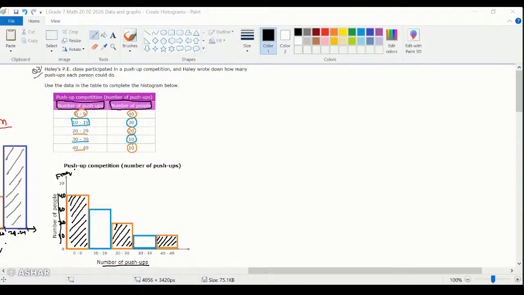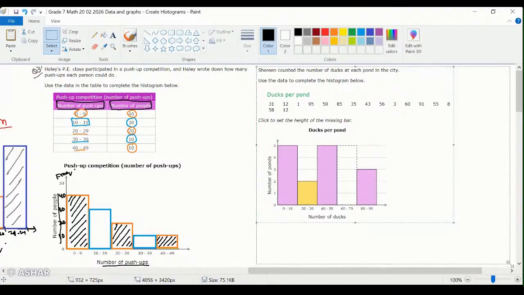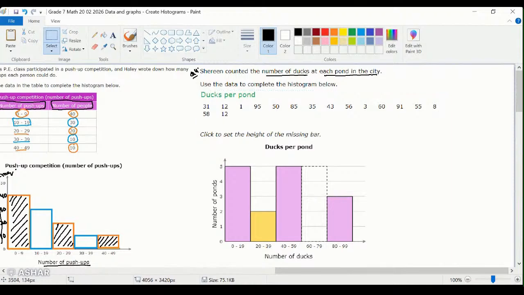Good. So for the next question, some information has been provided to us. What we need to do is complete the histogram. Question number 4. It says Sheen counted the number of ducks at each pond in the city. So this information is showing us the number of ducks.